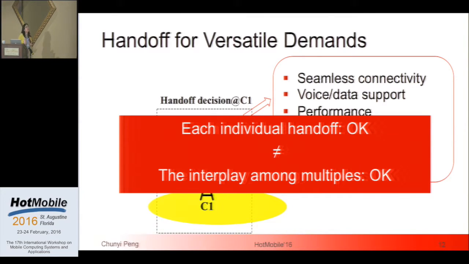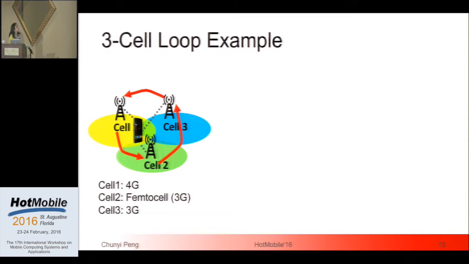But the problem might be that each single individual handoff is well justified, but we do not know whether the sequence or the interplay of multiple handoffs is okay. Maybe it is problematic. This actually is the reason for this loop. So let's go back to this example. This is the 4G cell. Basically, the cell network wants to improve. For example, I want to move to a high-speed network like a 4G network. I also prefer femto cells to offload my traffic, so they will make their mobility management configuration to achieve this goal.